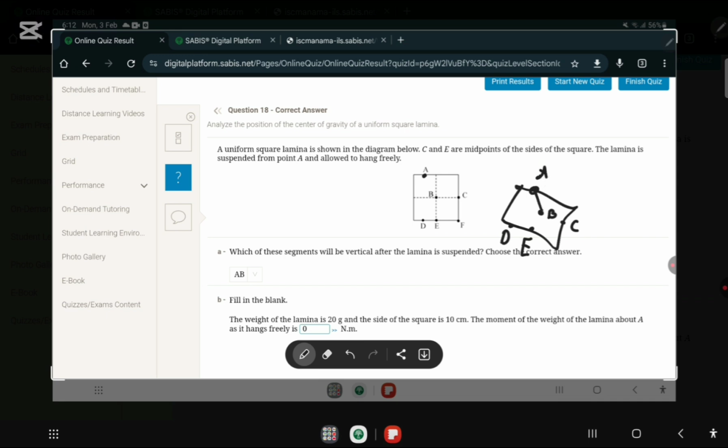Okay? And the weight of the lamina is 20 and the side of the square is 10. The moment of the weight of the lamina about A as it hangs freely. Here we can say, since this is the perpendicular force, it intersects with point A. So it's going to be equal to 0, as it intersects with the axis of rotation. That's it. It's going to be 0 newton centimeters.